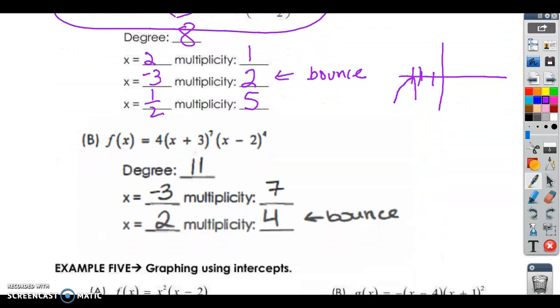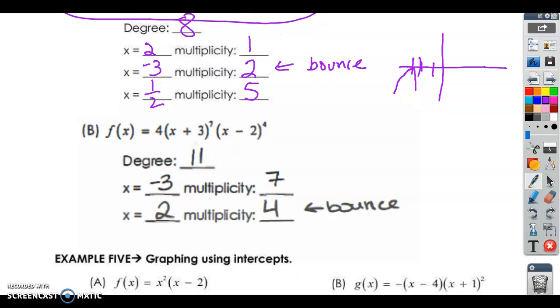All right, let's go to the next one. So this is quick review. You're just adding the exponents up. Take a look at those answers and press pause if you need to.